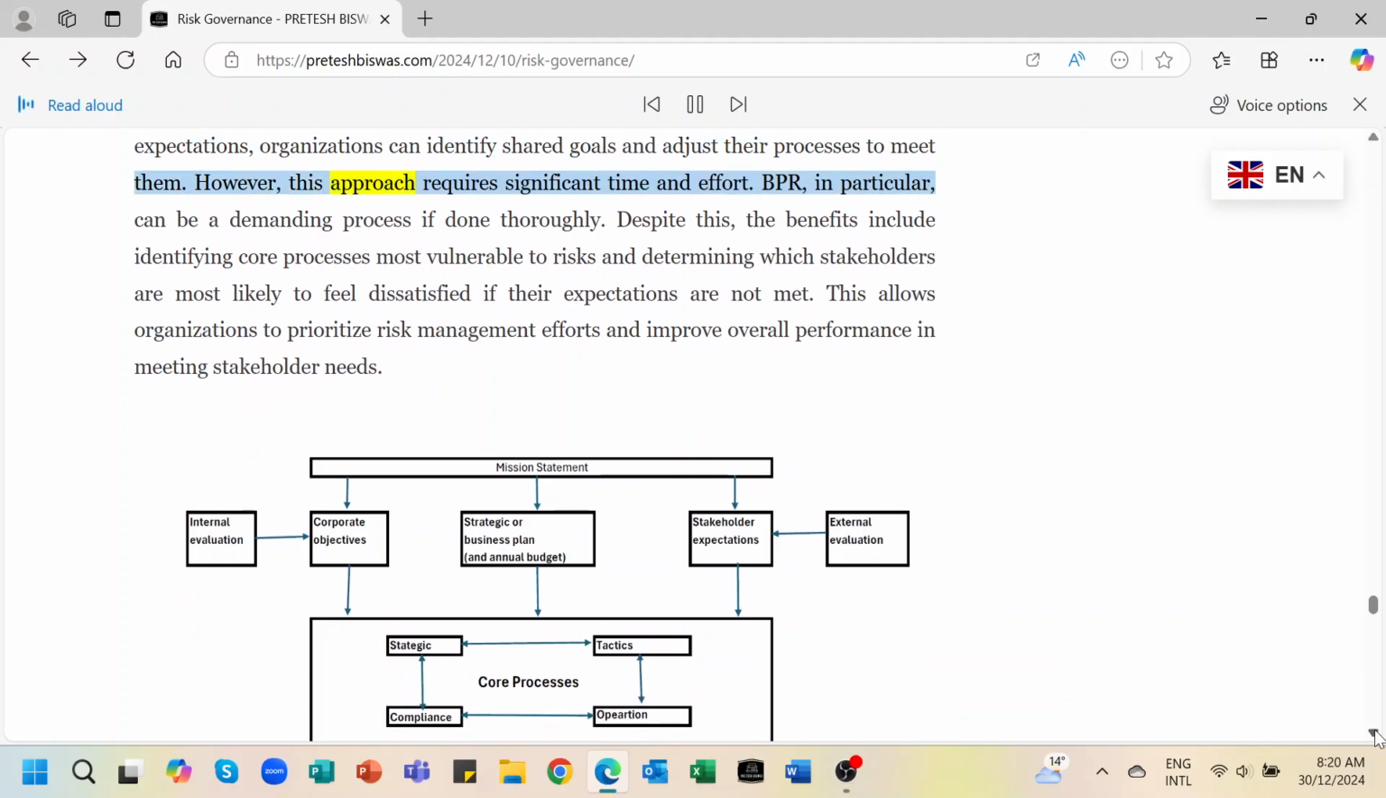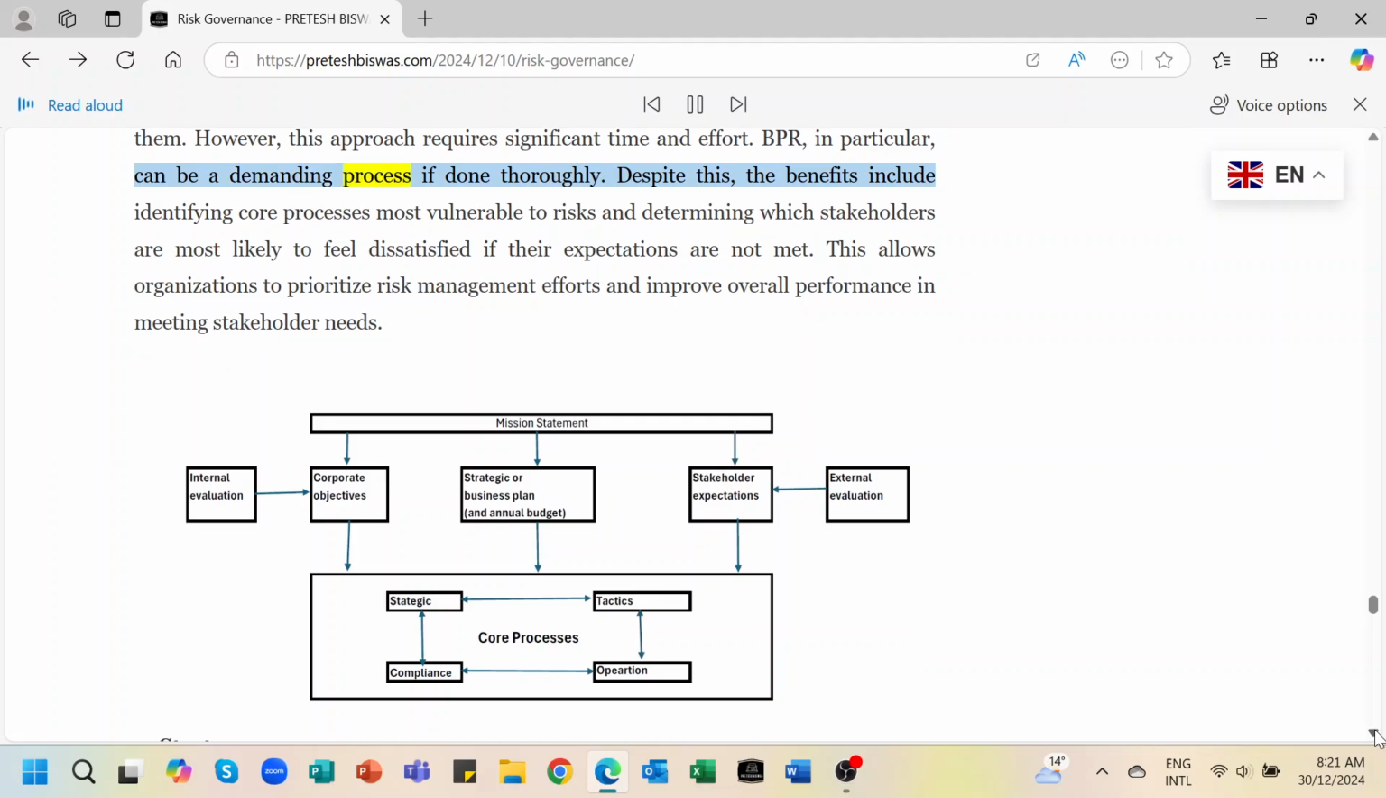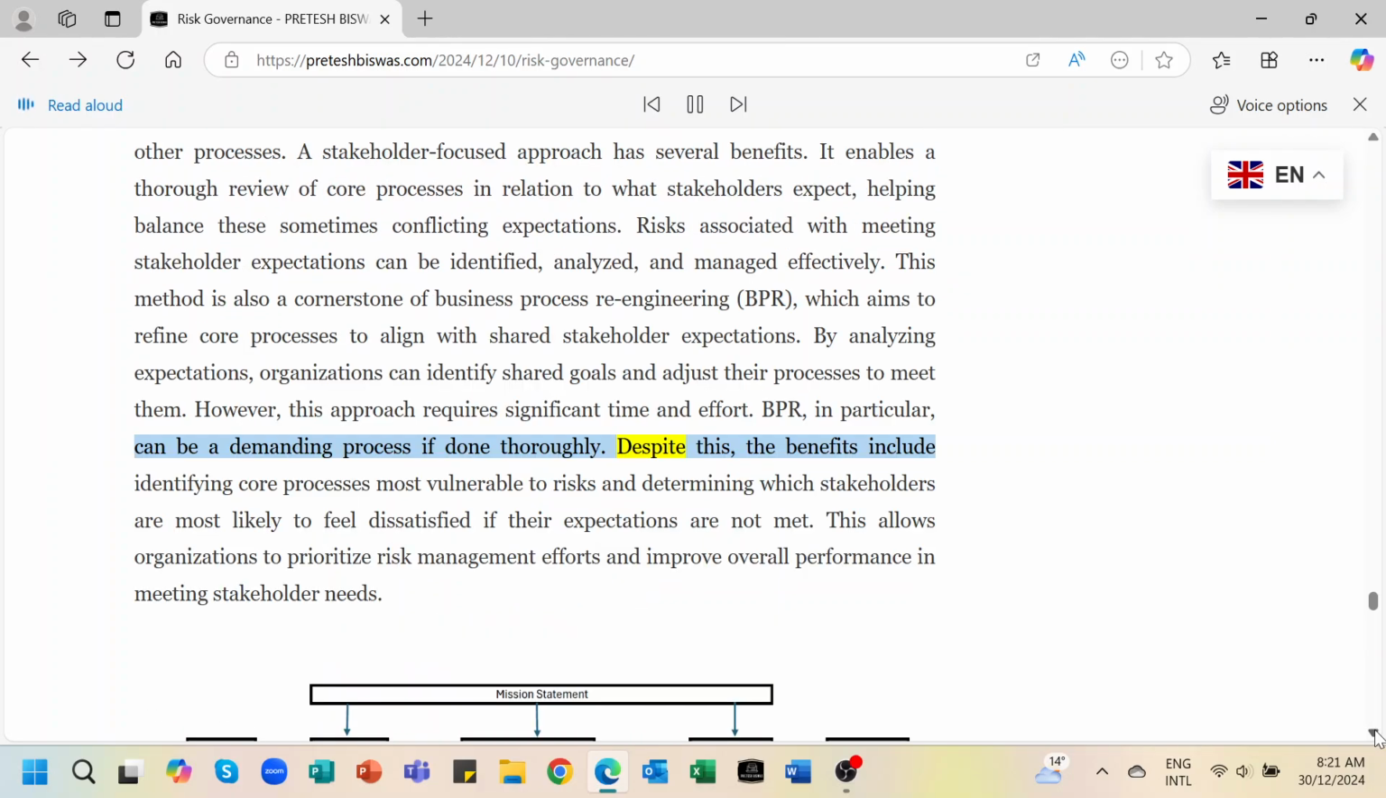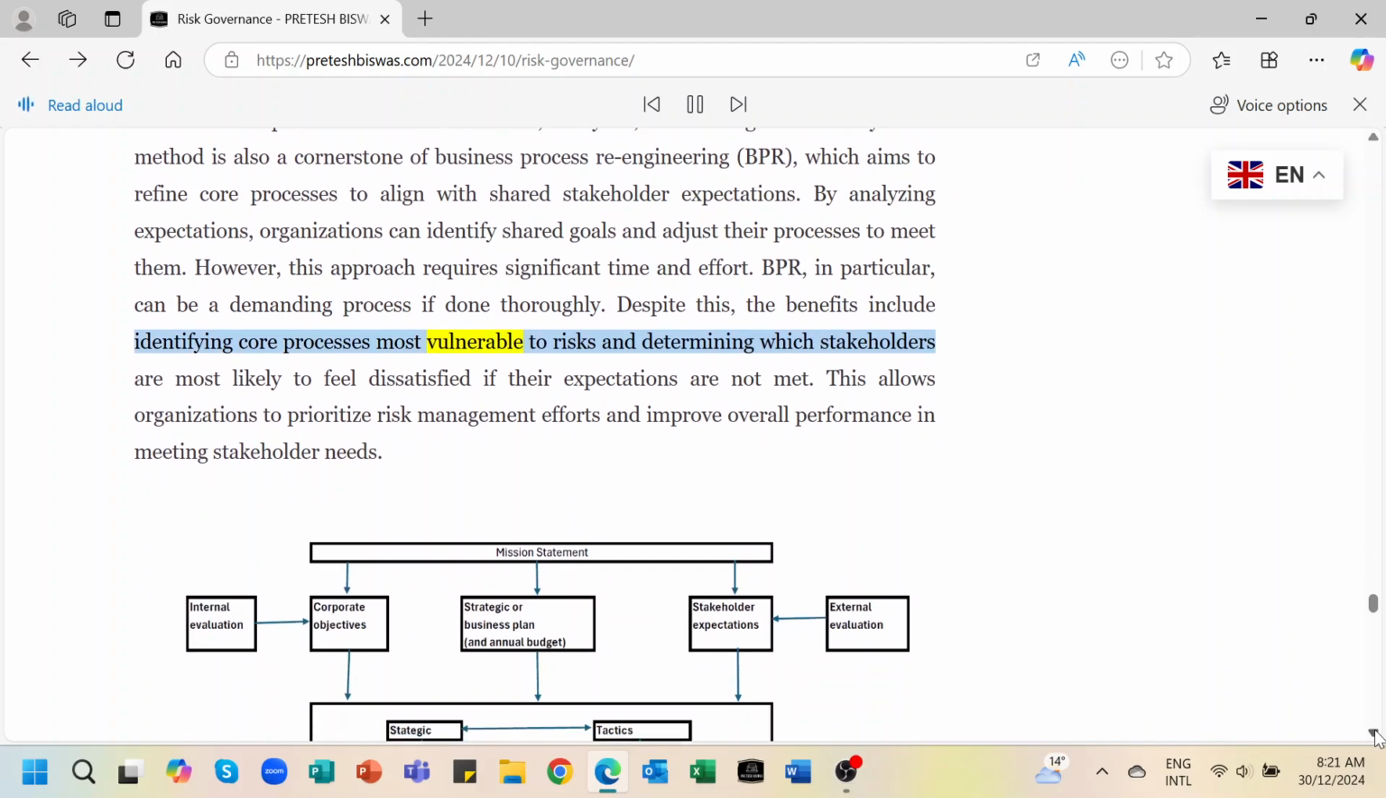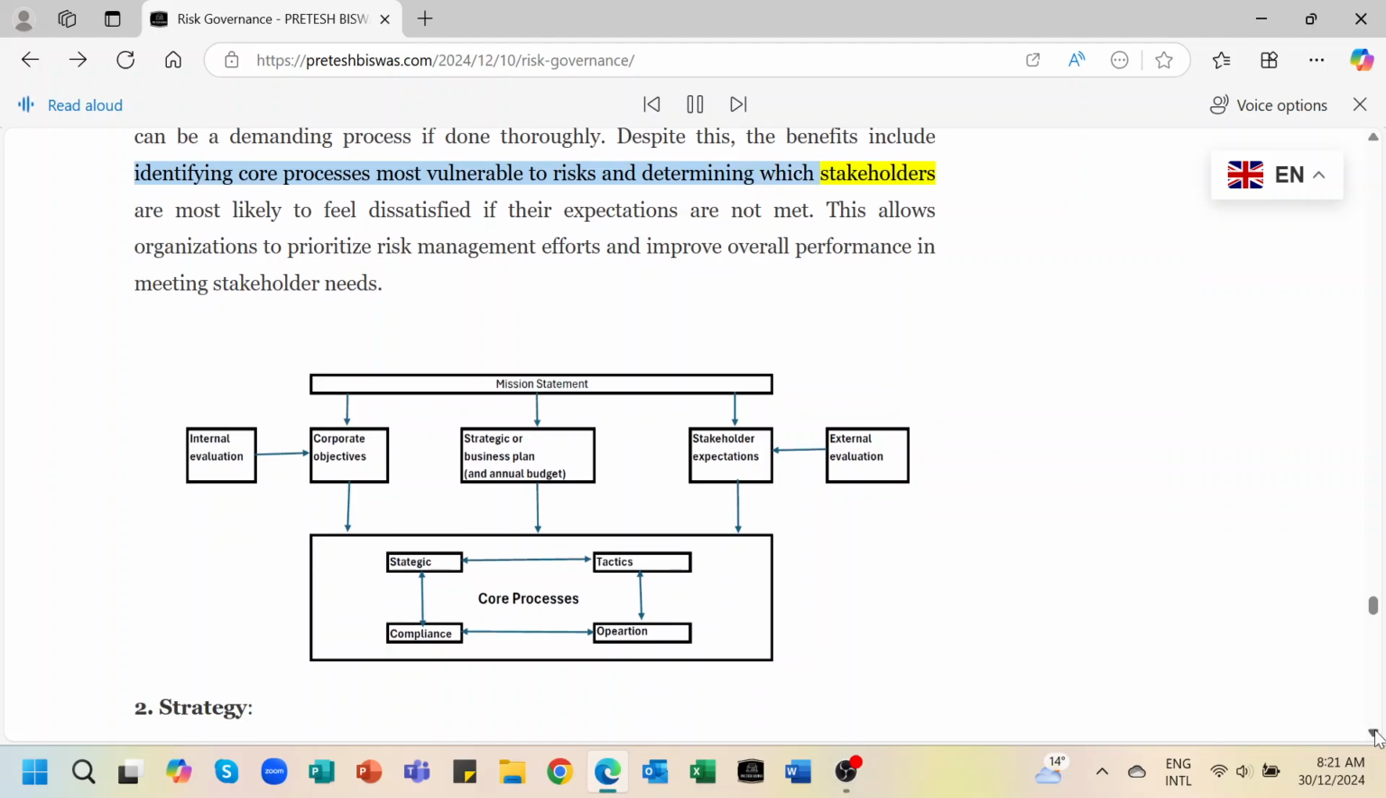However, this approach requires significant time and effort. BPR, in particular, can be a demanding process if done thoroughly. Despite this, the benefits include identifying core processes most vulnerable to risks and determining which stakeholders are most likely to feel dissatisfied if their expectations are not met. This allows organizations to prioritize risk management efforts and improve overall performance in meeting stakeholder needs.